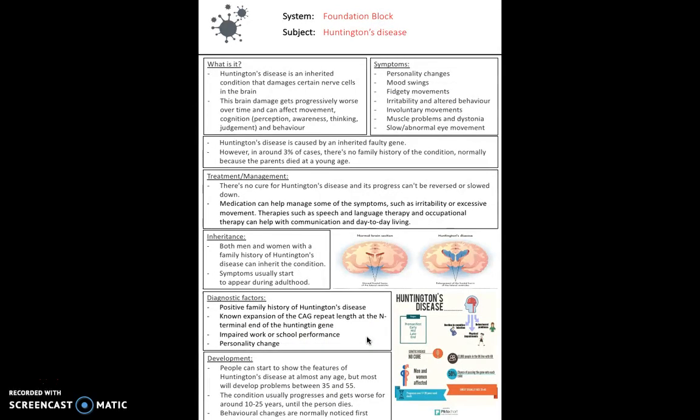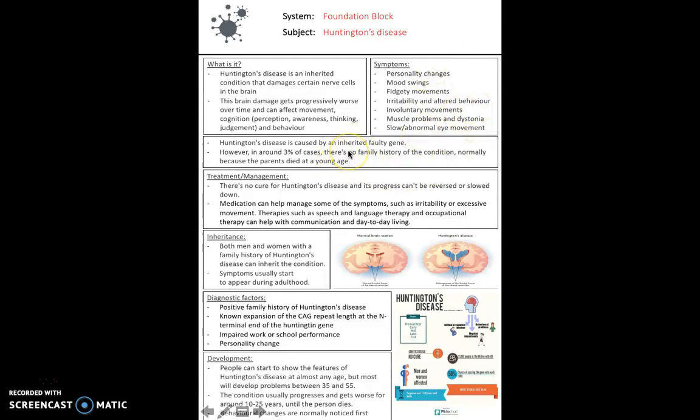Lastly for this video we have Huntington's disease, and again this will be covered in a lot more detail in one of the later blocks. So Huntington's disease is an inherited condition that damages certain nerve cells in the brain. It leads to personality changes, mood swings, fidgety movements, irritability and altered behaviour.